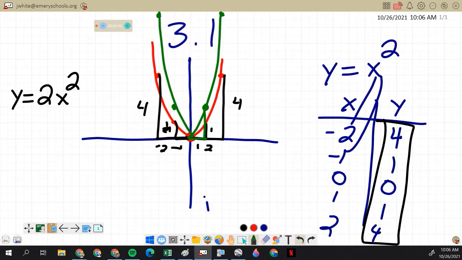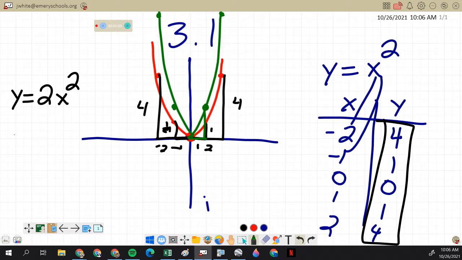Now, that green parabola looks thinner, right? But did I compress it horizontally? Is that the movement I made? No. What did I do? I stretched it vertically. So even though it looks thinner, the proper description is actually taller. Okay?